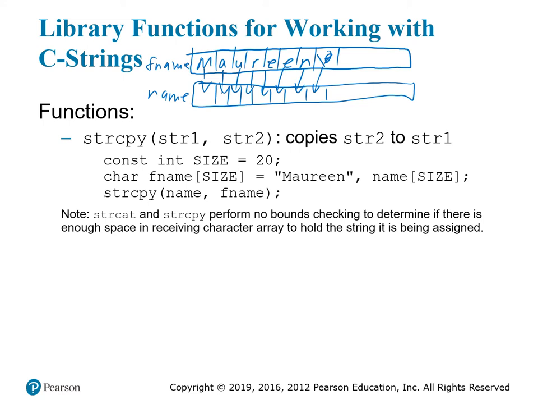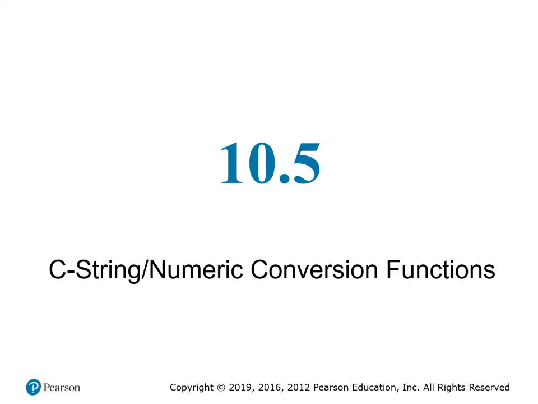What happens if name is shorter than fname? Exactly what you would expect. We will start overwriting other memory that might belong to some other part of your program, and that's going to corrupt your program. So once again, no bounds checking.